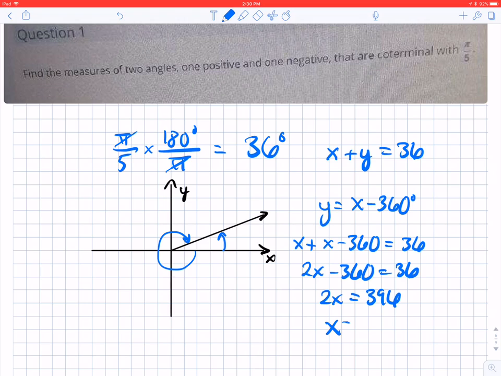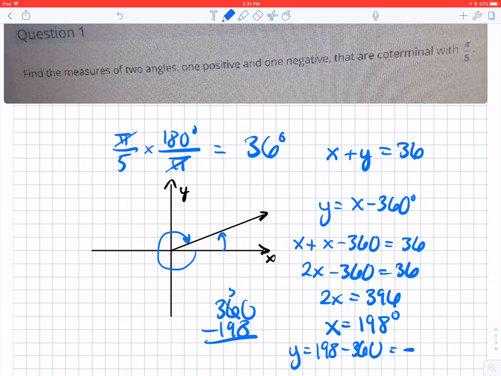You divide by 2, and x is going to be 198. So if x is 198 degrees, then y is going to be 198 minus 360. We know the answer is going to be negative, so we take 360 minus 198, which gives 162. So negative 162 degrees.